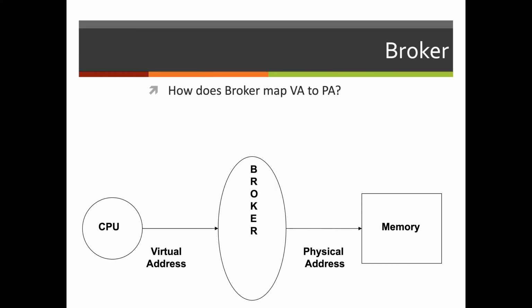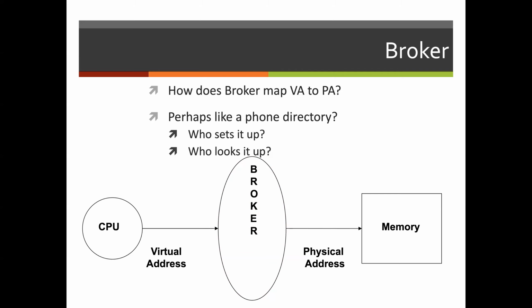But how will we use it to map from virtual to physical? Well, maybe for this issue, we need to have a type of directory that can be used. And so we'll need to figure out who is going to set up the directory and then who's also going to be able to make use of it. And so again, in this case, what we're going to do is make use of a combination of both hardware and software. And so who's going to set it up?